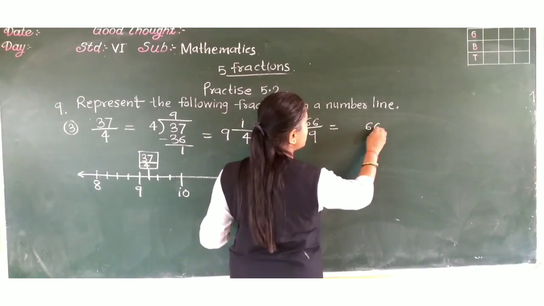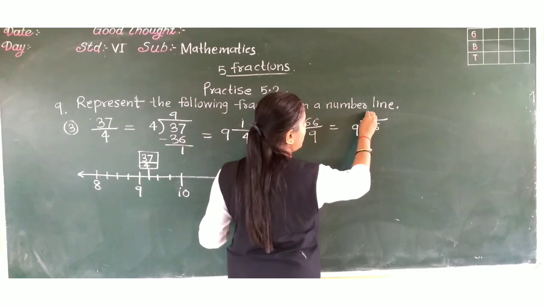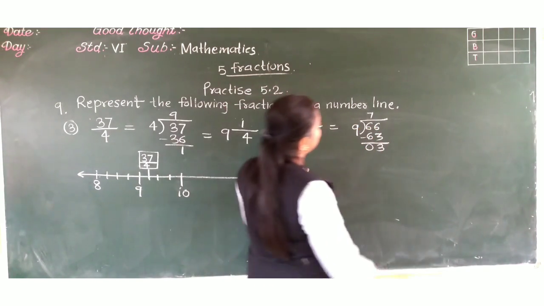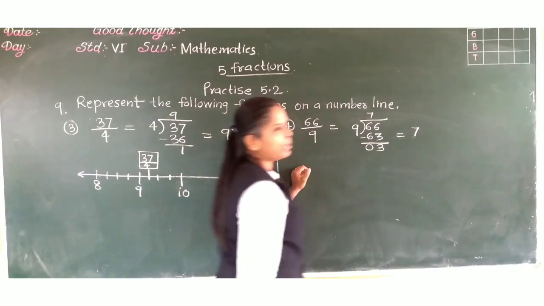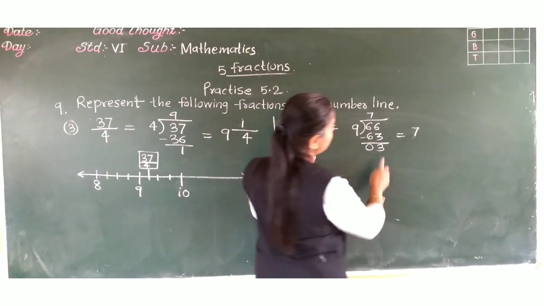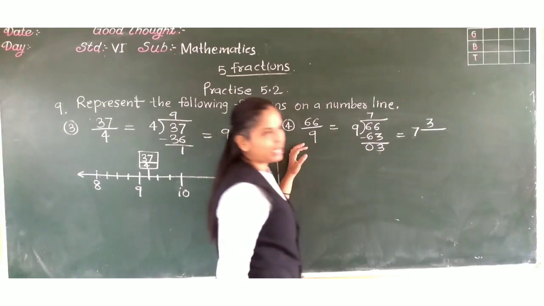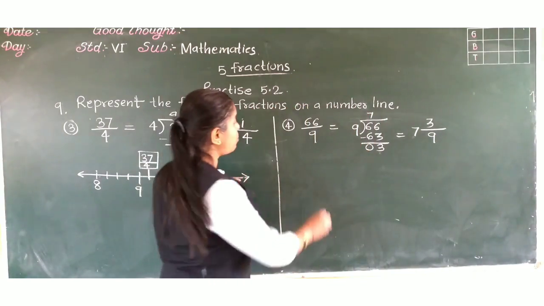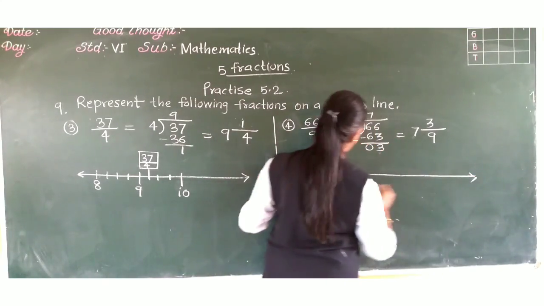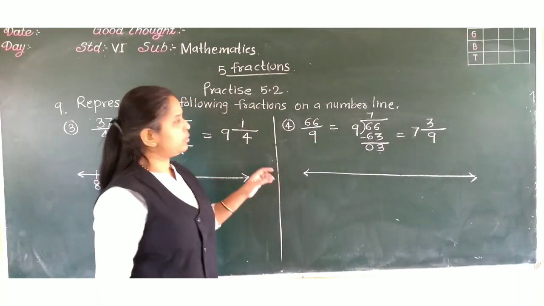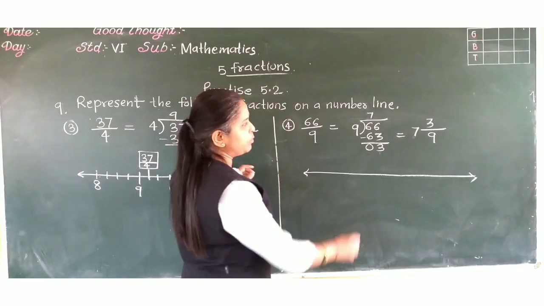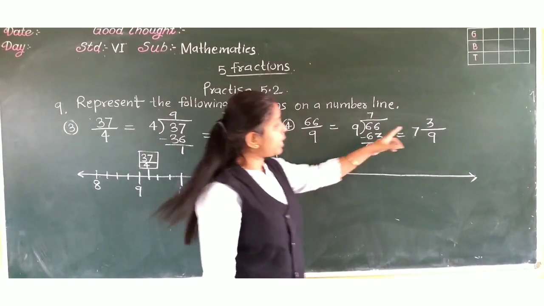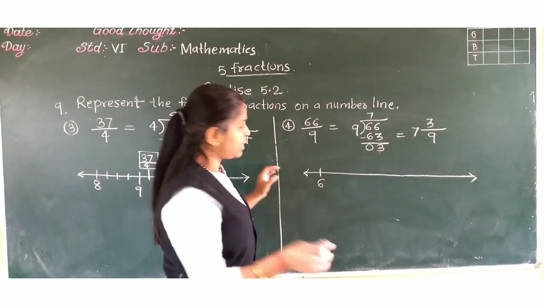Okay. Next, 66 upon 9. That is, divide 66 by 9. 9 7s are 63. 3. So the quotient will be the whole number. Then the remainder will be written as the numerator and 9 will be written as it is. From the denominator we come to know how many equal parts we have to make. So see here, before 7, 6 is there, no? So I will start from 6. Now how many equal parts must be there? 9. So after 6, draw 9 lines.